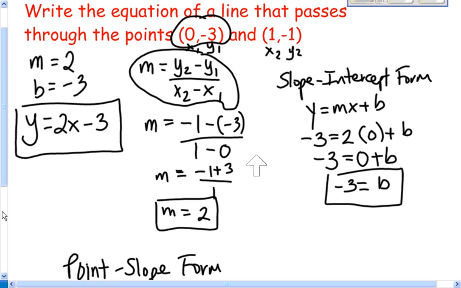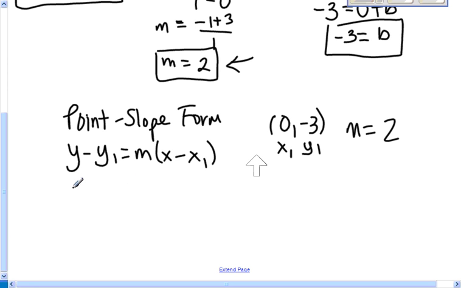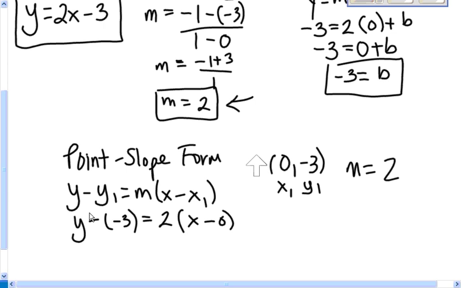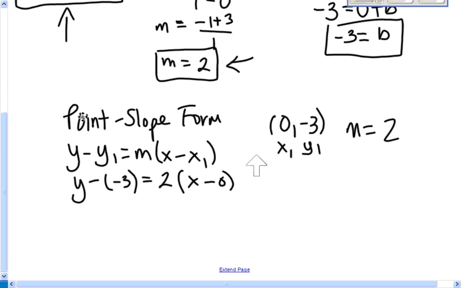So for instance, maybe I'll use (0, -3) again. That's going to go for x1, y1. The m, of course, is going to be replaced with the slope, which we found as +2. So this is going to be y minus the -3 is equal to the slope 2 times (x minus 0). Now at this point, you're going to try to get this to end up looking like this in slope-intercept form. So the point-slope form can be simplified down so that it ends up looking like this.